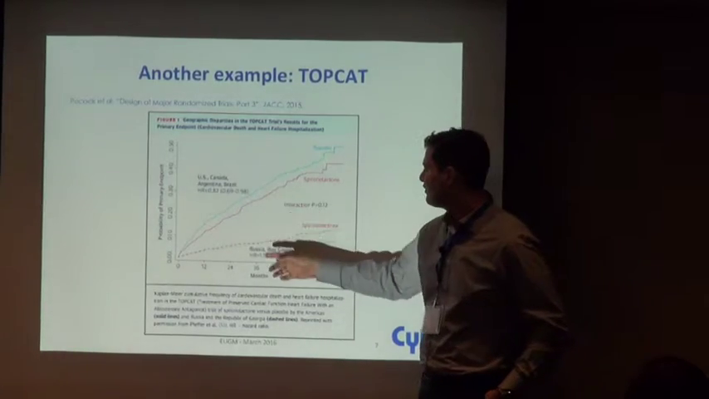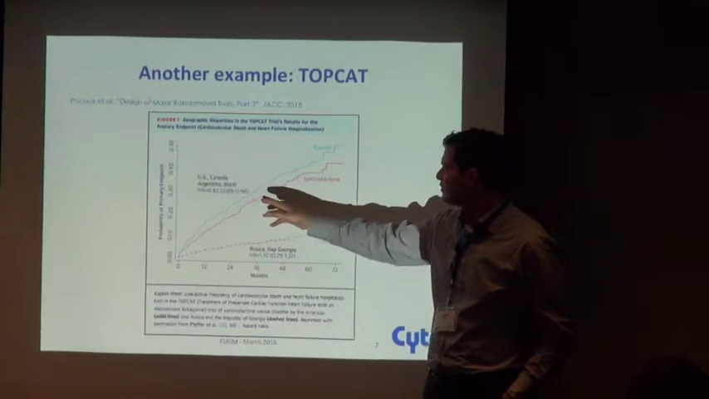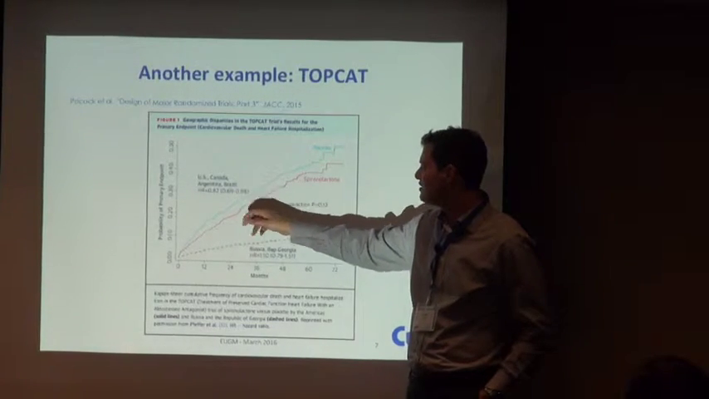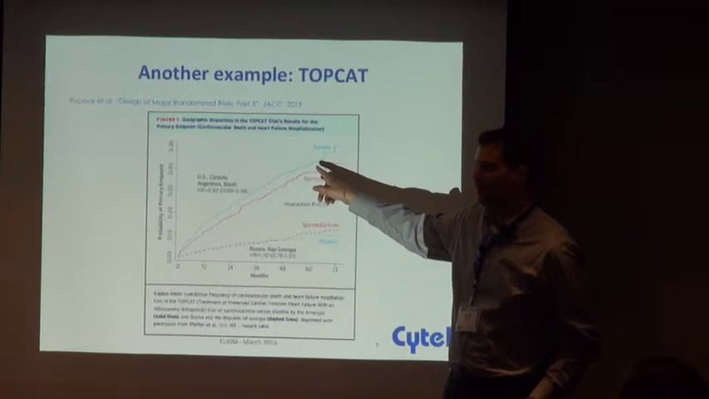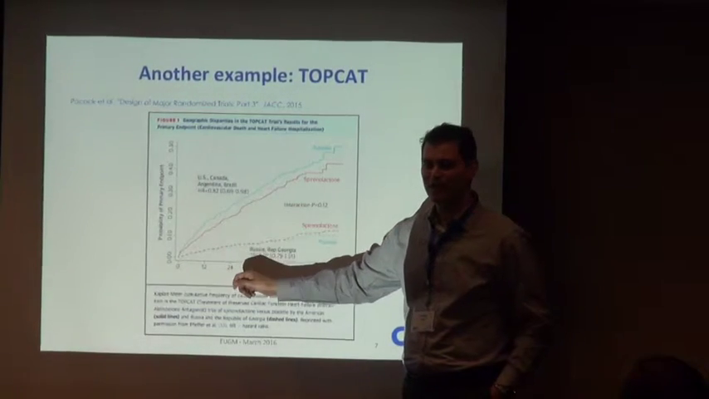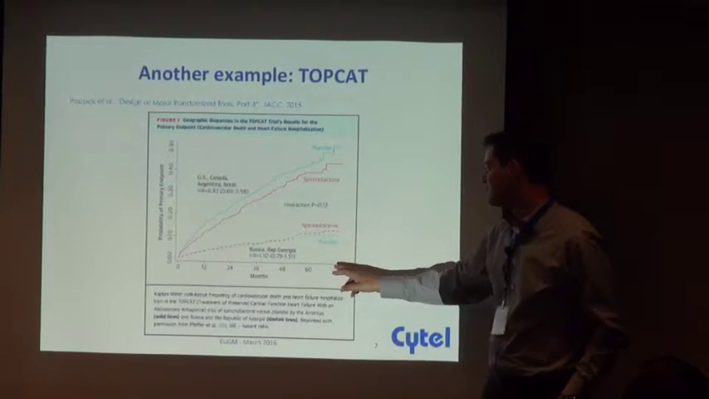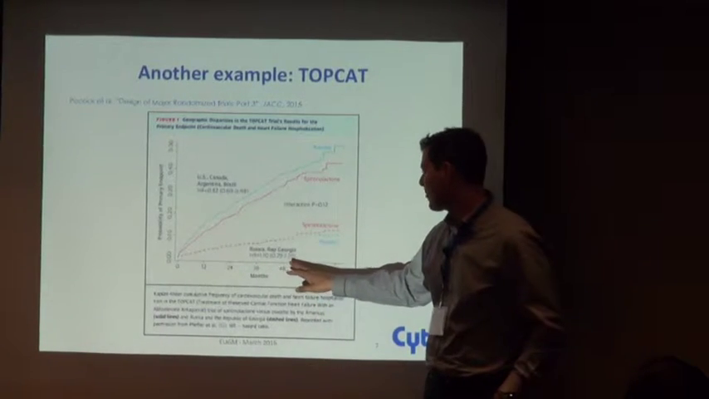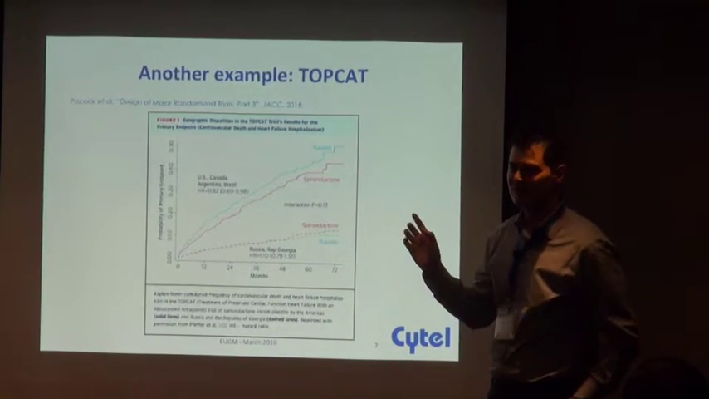So there were 6 countries, 230 sites or something like that. 4 of the countries, US, Canada, Argentina, Brazil. This is the survival, the Kaplan-Meier, with a hazard ratio of 0.82 as estimated. And then 2 countries, Russia and Georgia, had a hazard ratio of 1.1, so the other direction, right?